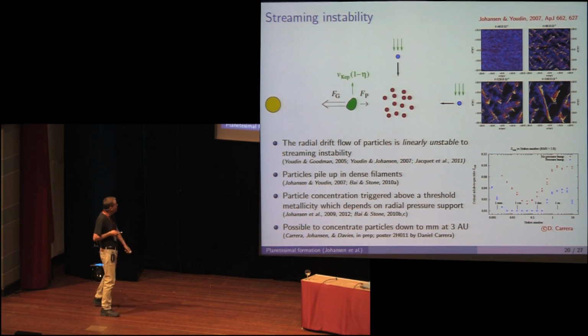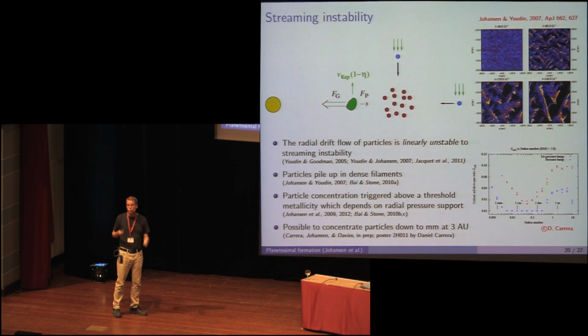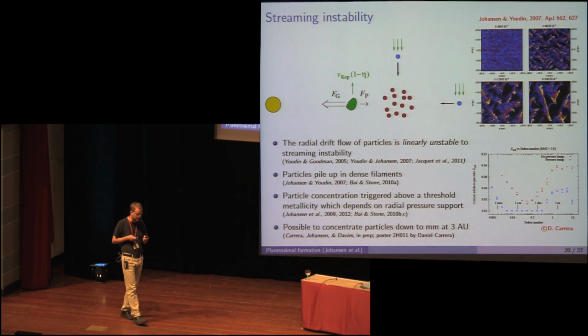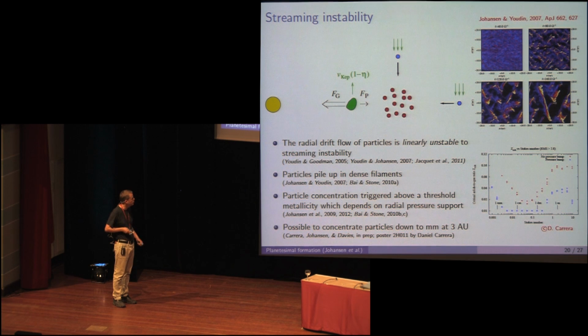But if you go to a lower radial pressure support, actually you can get the streaming instability already at solar metallicity. Another open question with the streaming instability is what are the smallest particles that can be concentrated this way? Daniel Carrera, who is a PhD student in Lund, is currently studying how small particles you can concentrate with the streaming instability. And he's finding that it is possible to concentrate all the way down to millimeter-sized particles at 3 AU. And this may actually explain why we find chondrules in primitive meteorites. But I'm not going to explain this plot. I'm just going to invite you to visit Daniel Carrera's poster if you want to know more.